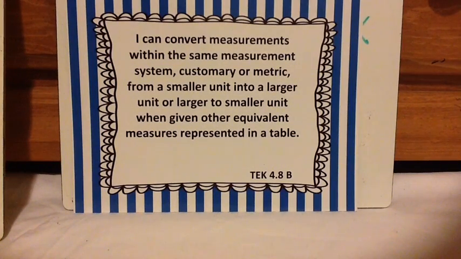I can convert measurements within the same measurement system, customary or metric, from a smaller unit into a larger unit, or a larger to smaller unit, when given other equivalent measures represented in a table. In this one, I'm going to just focus on customary and metric units of length and the conversions.